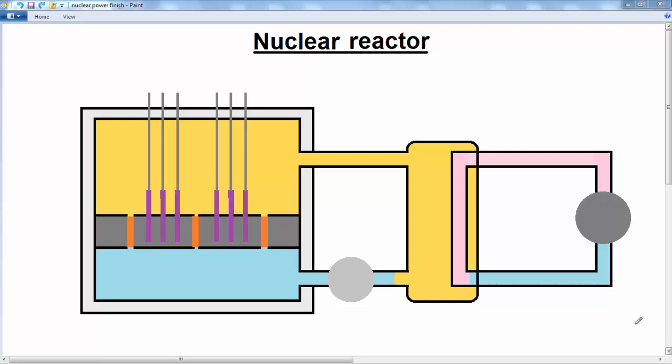In this lesson we're going to have a look at how a nuclear reactor works, and to do that we're going to use this simplified schematic diagram here. So we've got the reactor core here on the left, and let's suppose that we're starting from scratch. What we need to initiate our nuclear reaction, as you saw in the previous lesson, is a supply of neutrons.